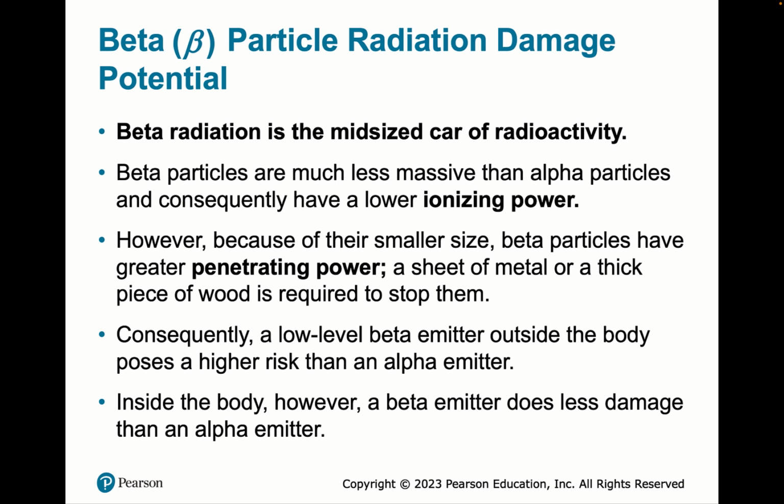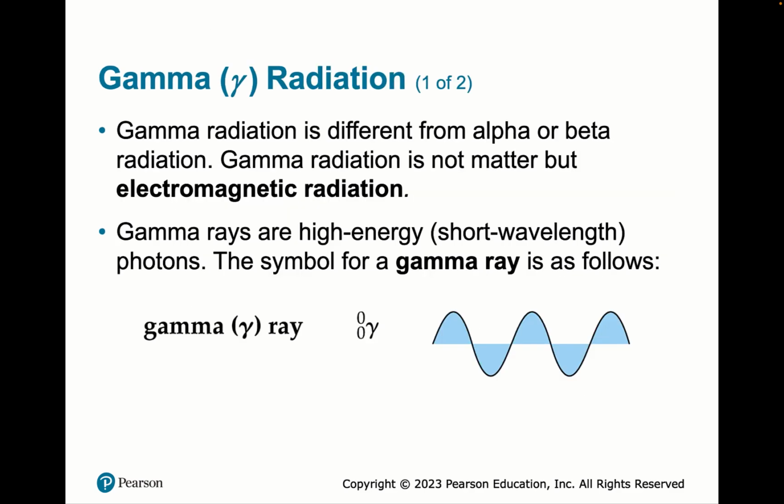Metal or a piece of wood also works. Frequently we use anodized aluminum. That's very common for that. It's just a little thick black piece of aluminum. Inside the body as well, a beta emitter is not nearly as damaging as an alpha emitter. So it's a little more dangerous outside the body, a little safer inside the body. It's kind of your mid-sized car. I like the book with its descriptions here.